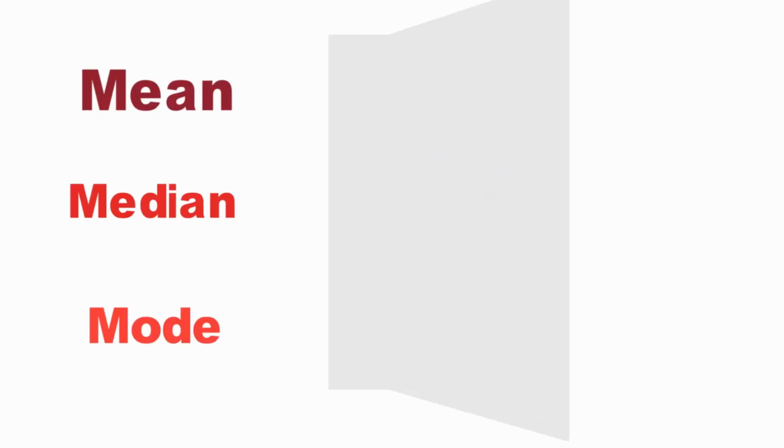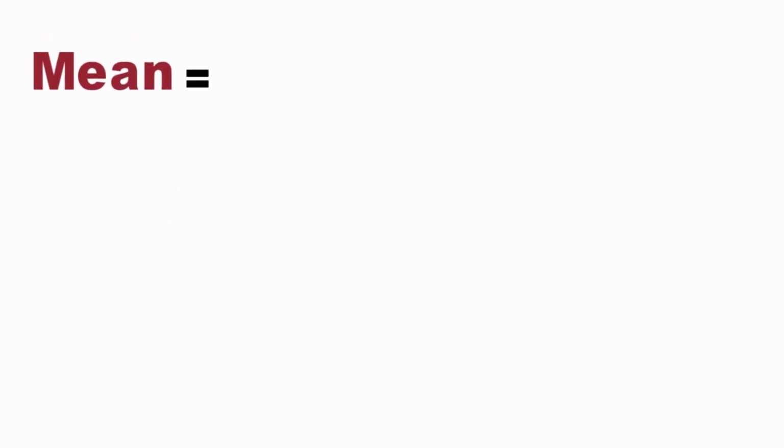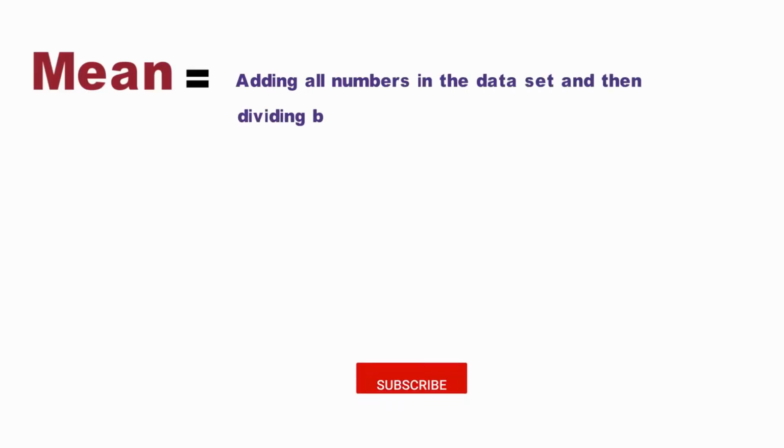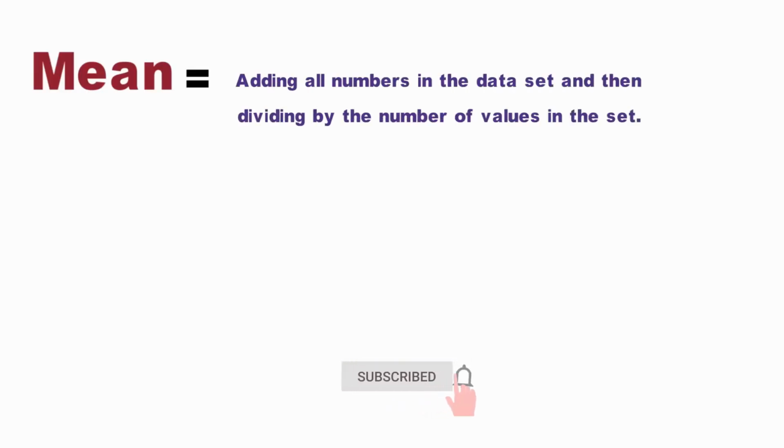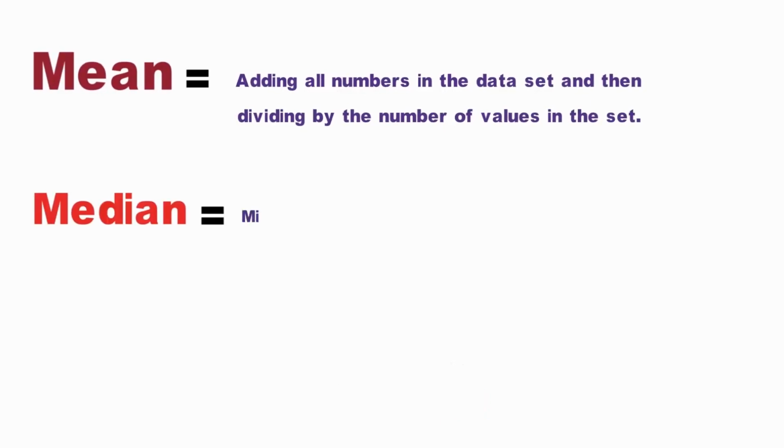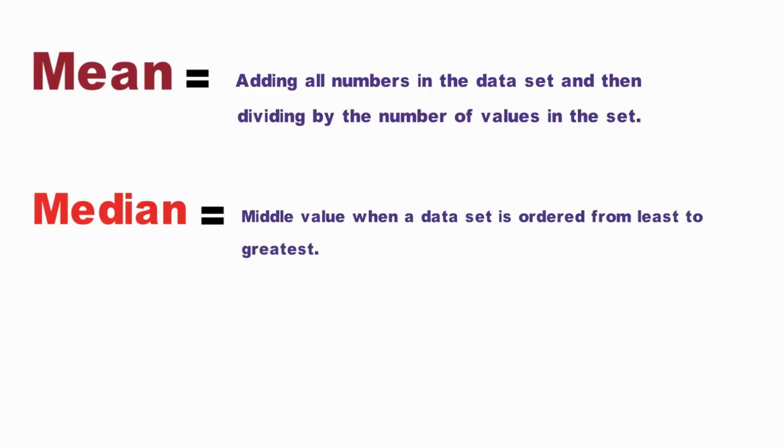Let's begin. Okay, first, what is mean? The average number, found by adding all data points and dividing by the number of data points. Median, the middle number, found by ordering all data points and picking out the one in the middle. Mode, the most frequent number, that is, the number that occurs the highest number of times.